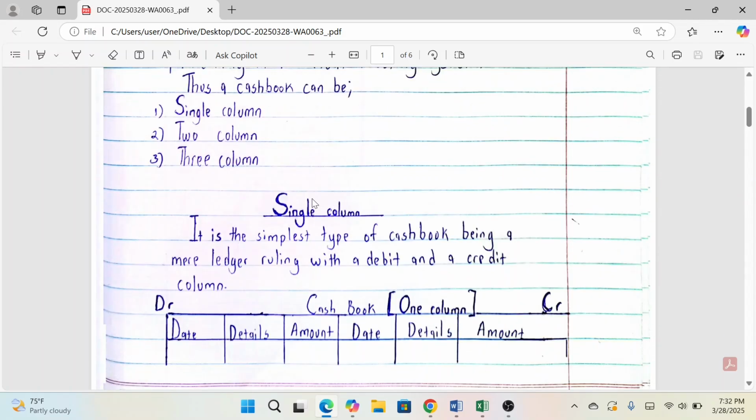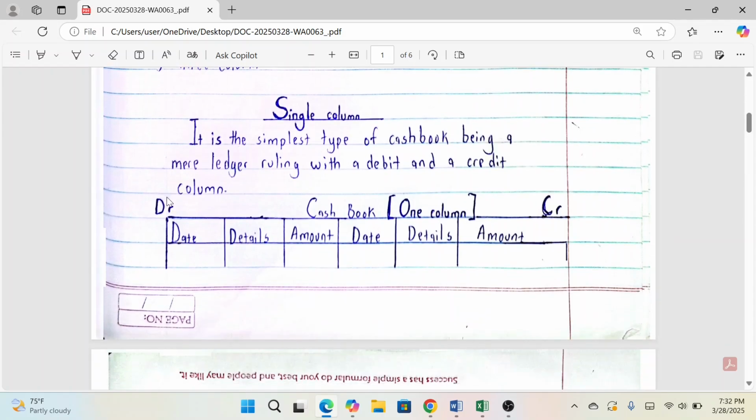So starting off with the single column, it is the simplest type of cash book, being a mere ledger ruling with a debit and a credit column. This is the format. It will have a debit, a credit. You can give it a title, and then it will have date, details, amount. That will be the debit side. Then on the credit side, still date, details, and then amount.